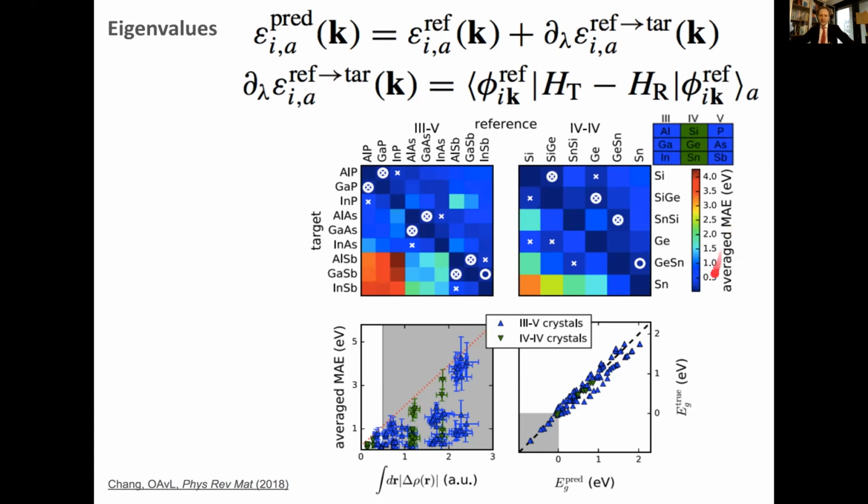Now, what you see in the bottom right-hand panel here is a scatter plot of the predicted band gap, right? And you see that this prediction is actually quite decent. We will come to this later, but for machine learning models, to predict such band gaps with such accuracy is very difficult at the moment.